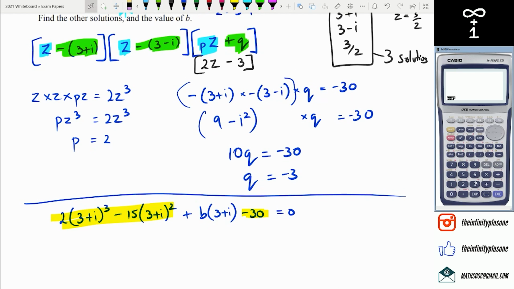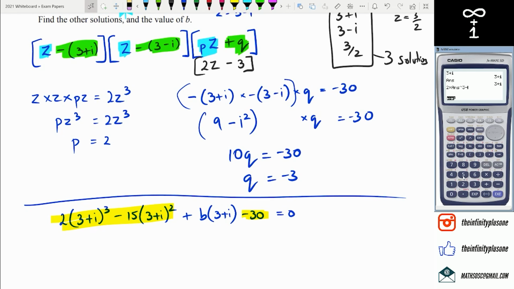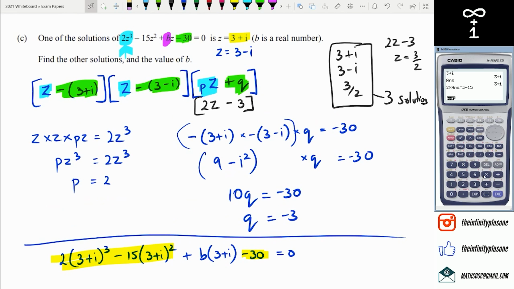Okay, so I'm going to use the answer function as a bit of a shortcut here. So I'm going to put down 3 plus, my i button is under here, shift 0, that's my 3 plus i. Cool, I've got that. So right now, anytime I click on answer, it's going to lock in as 3 plus i. So I'm going to go 2 multiplied by answer to the power of 3 minus, what do we got, 15 is it? Yep, 15 times answer squared, and then minus 30.